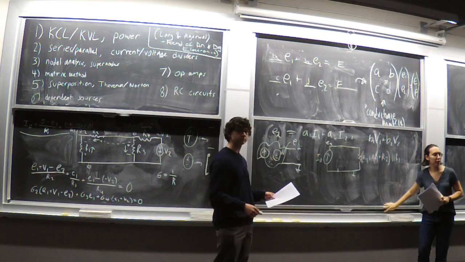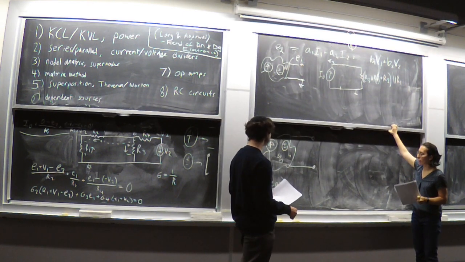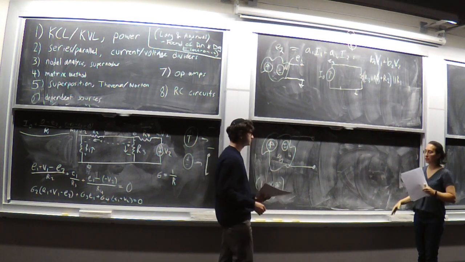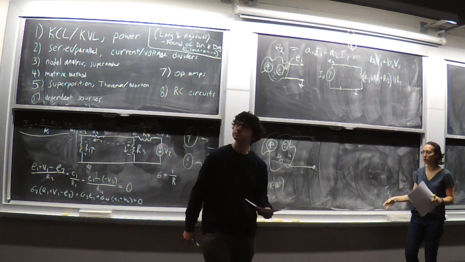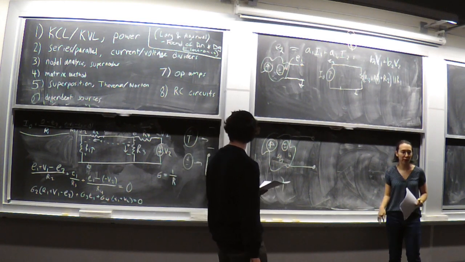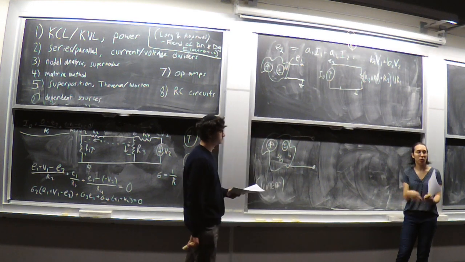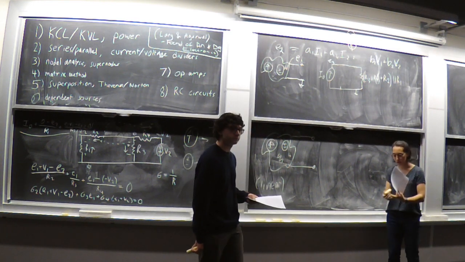Any other questions about this? Okay, a point to note is that even when you have whatever you have in your circuit, KCL, KVL, and the nodal method will always work. It's just that when you go to the matrix from the nodal method, it only works if everything is linear.